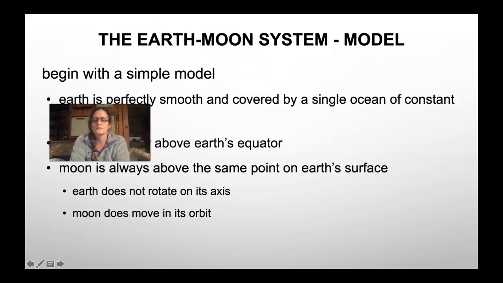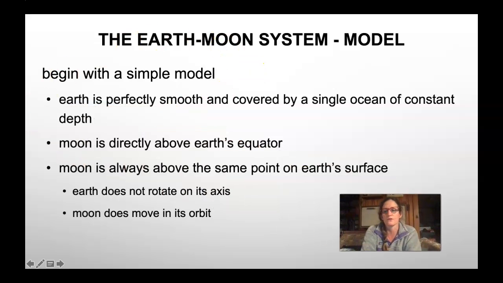All right, we're going to look at astronomical models now, with the Earth and the Moon, and we'll add in the Sun. If we start with a real simple model, that is the best way to start thinking about tides. The Earth is perfectly smooth and covered by a single ocean, just like a ball of land covered by a layer of water. And the Moon is directly above the equator. The Moon is always above the same point on the Earth's surface. The Earth does not rotate on its axis, and the Moon does not move in its orbit.